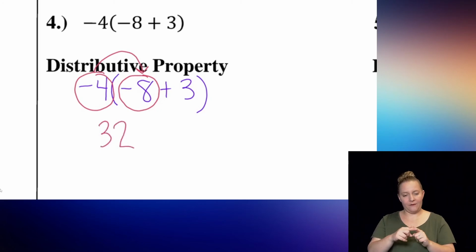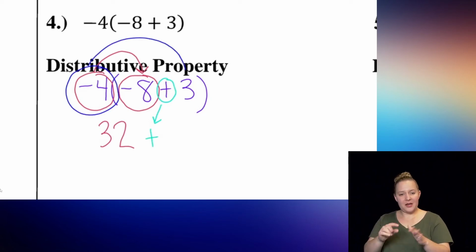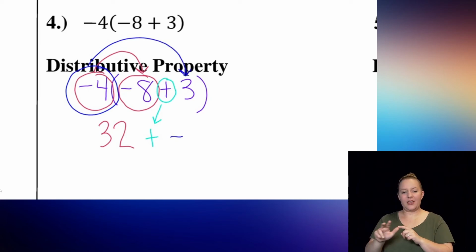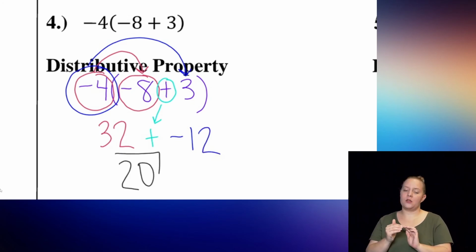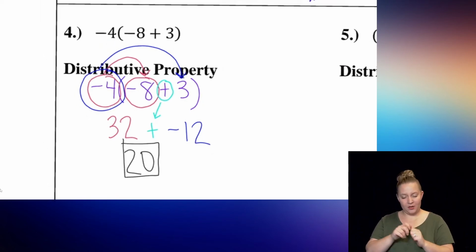Then I'm going to bring down my plus sign right here, and then I'm going to distribute negative 4 over here to the positive 3. Negative 4 times positive 3 gives us negative 12. And then my final answer here, I'm just going to simplify it out. 32 plus a negative 12 is going to give us the final answer of 20. Go ahead and box in your answer. So that's with the distributive property.